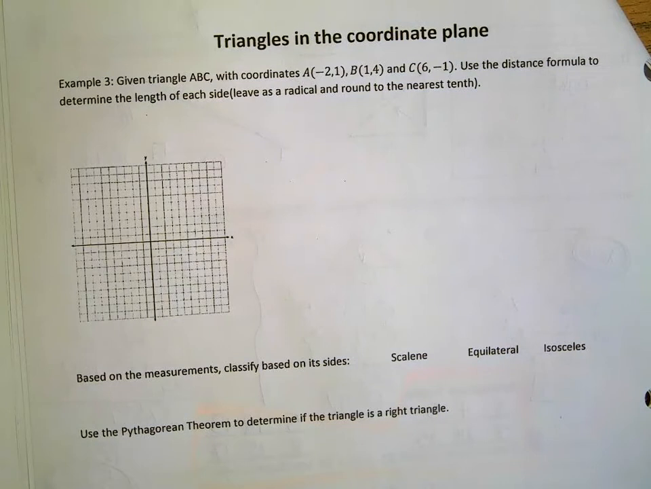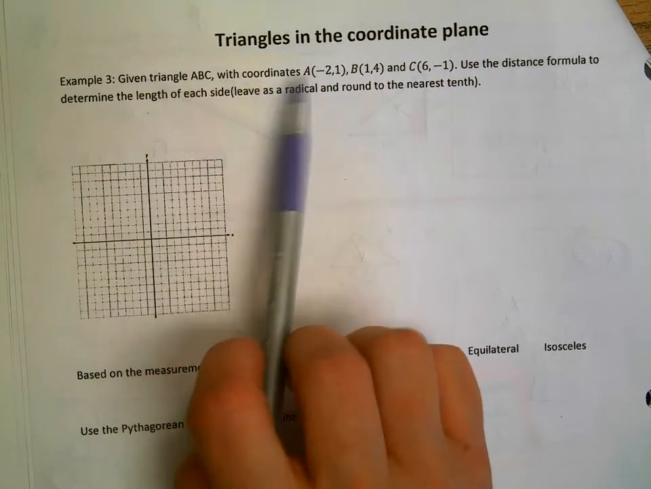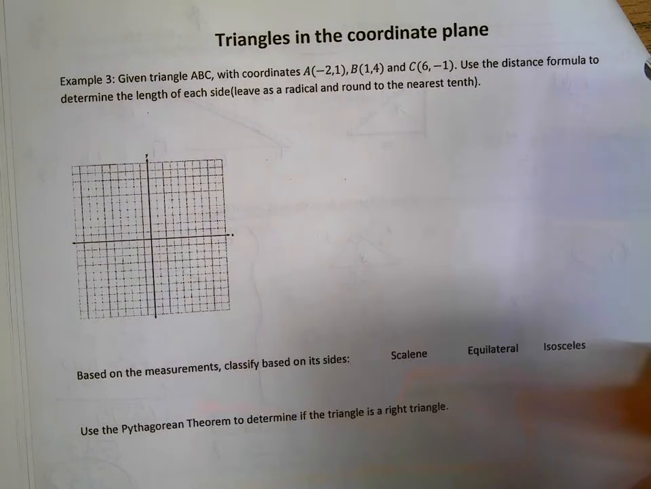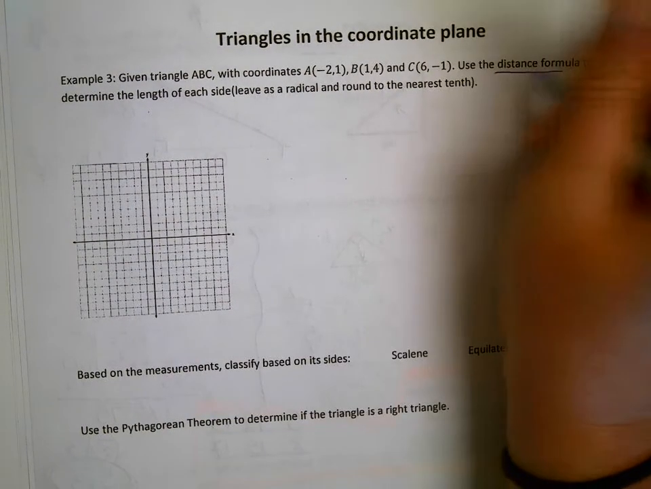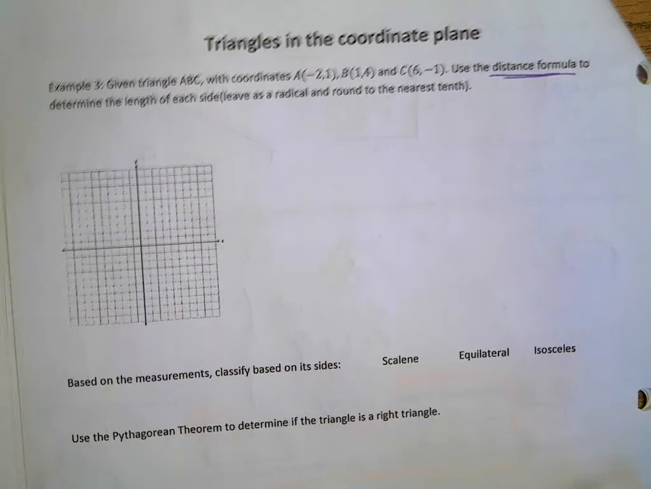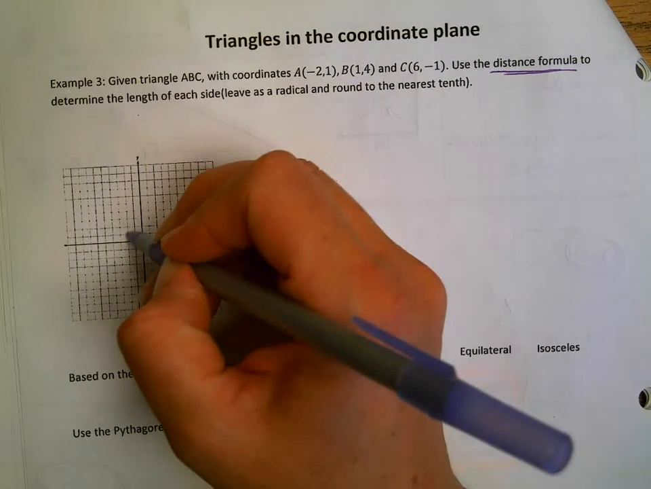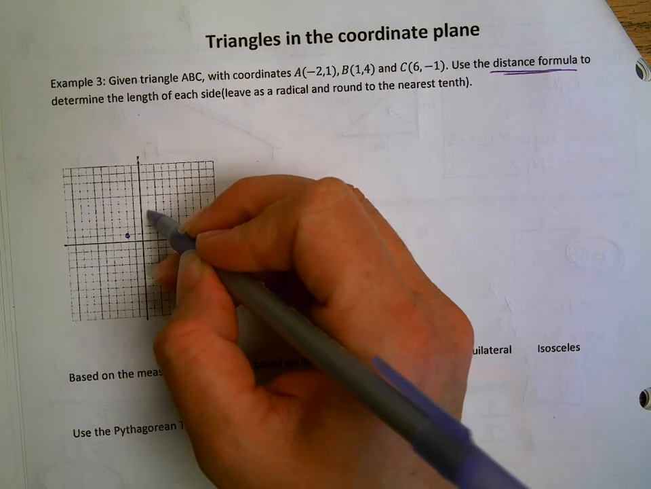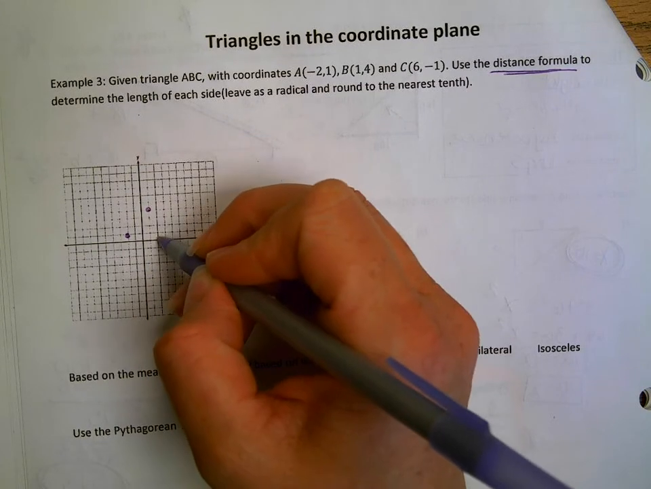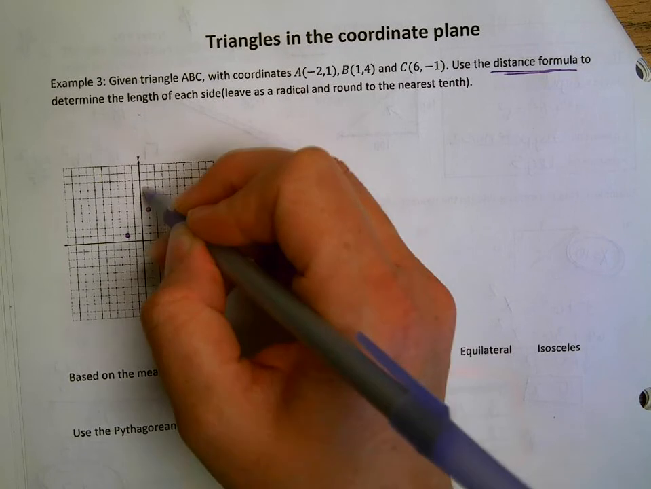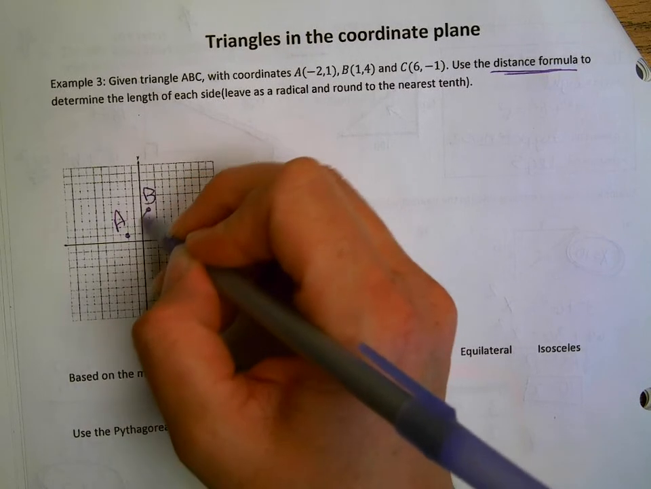Triangles in the coordinate plane. Given a triangle ABC with the coordinates -2, 1, 1, 4, and 6, -1, use the distance formula to determine the length of each side. So what we're going to do here is graph those 3 points. A, 1 up 4, and 1, 2, 3, 4, 5, 6, and 1. So there's C, B, and A.